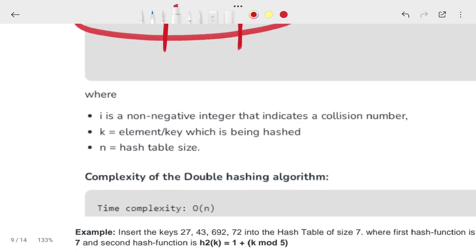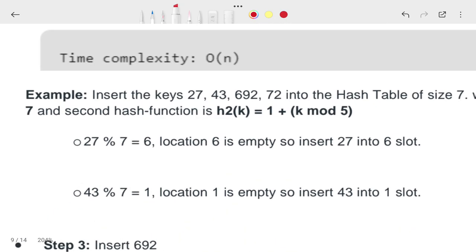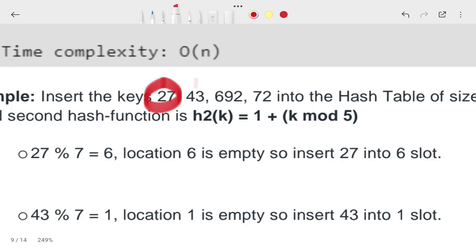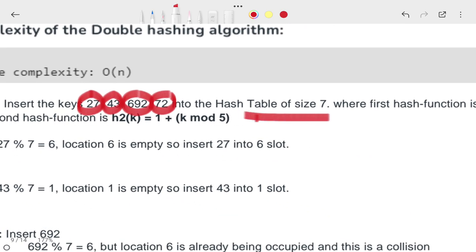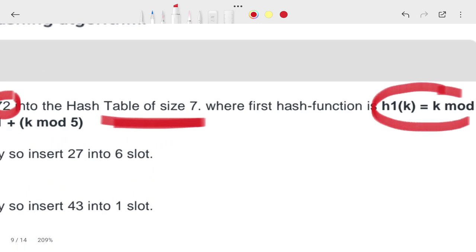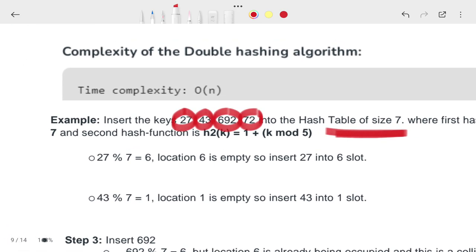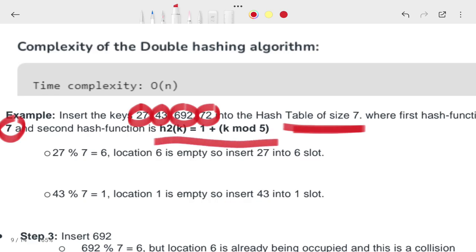Now see, suppose you have this question: 27, 43, 692, 72. This is hash table of size 7. The first hash is h1(k) equal to k modulo 7, and the second hash is h2(k) equal to 1 plus k modulo 5. In the exam, they will give you the same hashes.